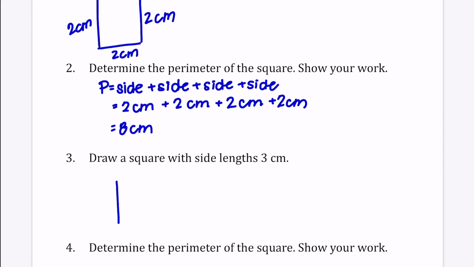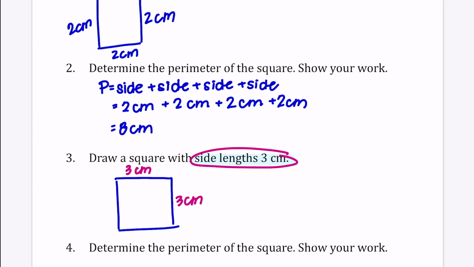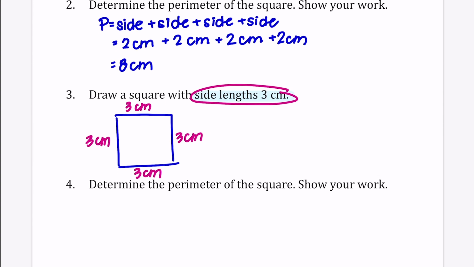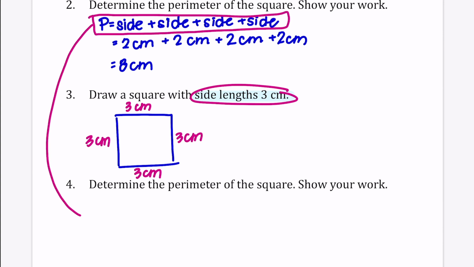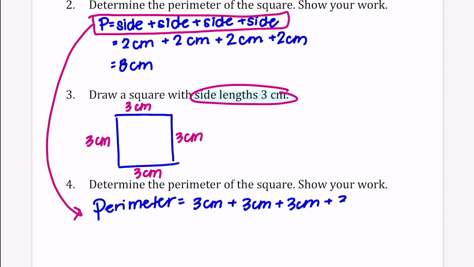Now we're going to draw a square with side lengths 3 centimeters, and it's the same thing, right? Because I didn't have a ruler, I'm just going to label each side with 3 centimeters. Most of you in class drew it with a ruler, so thank you, but this is how I'm going to do it to show you. The perimeter of the square is going to be side length plus side length plus side length plus side length. We'll skip that part and do perimeter equals 3 centimeters plus 3 centimeters plus 3 centimeters plus 3 centimeters, which gives us 12 centimeters.